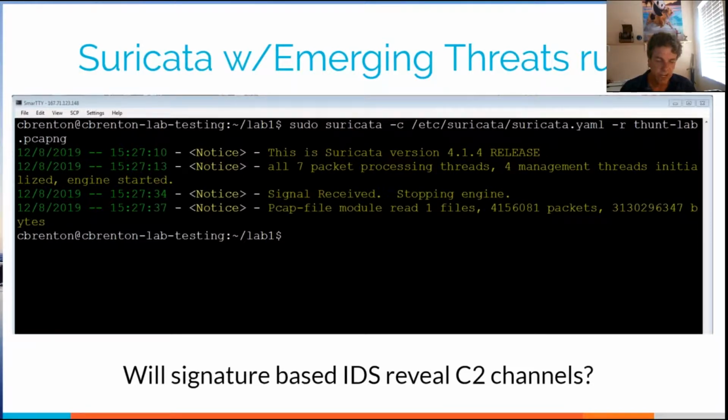So I ran it through Suricata. Suricata has some really great rules. It's kept up to date. It's a fast tool, but can you use it for identifying C2 traffic? That's kind of the big question here.